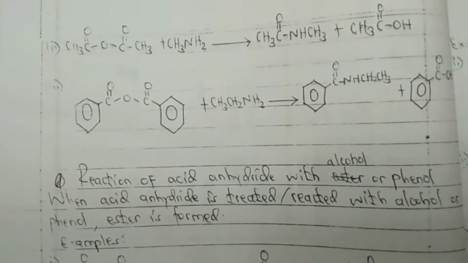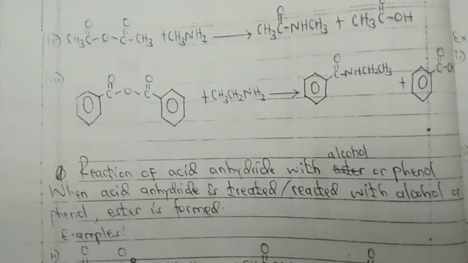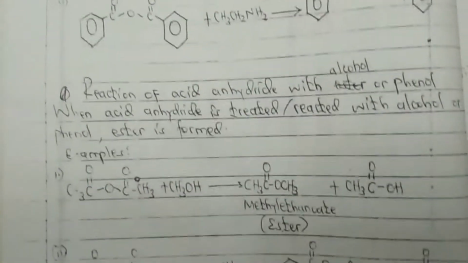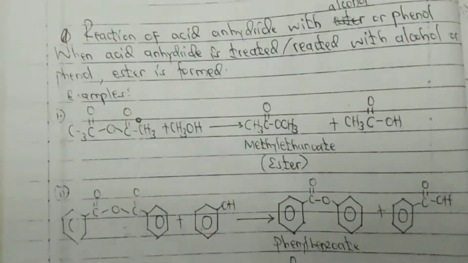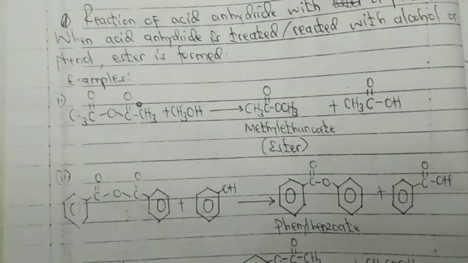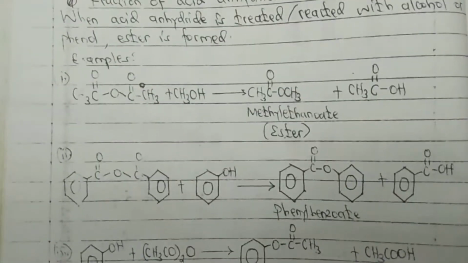Toka hapo D kuna reaction of acid anhydride with alcohol or phenol. When acid anhydride is treated or reacted with alcohol or phenol, ester is formed. Tukitreat au tukireactisha na alcohol or phenol na form ester. Kwa hiyo inajaribu kufanana na esterification reaction, lakini actually it's not esterification, kwa sababu esterification is between carboxylic acid and alcohol. This is not between carboxylic acid and alcohol.